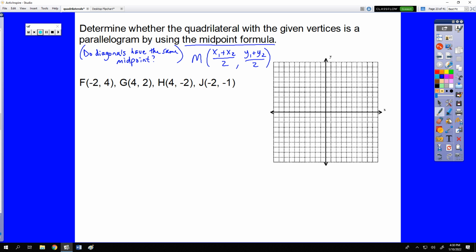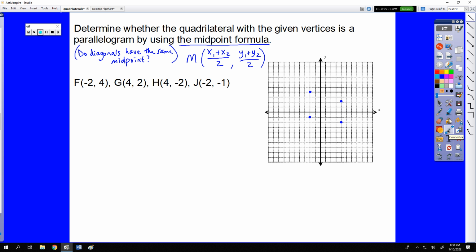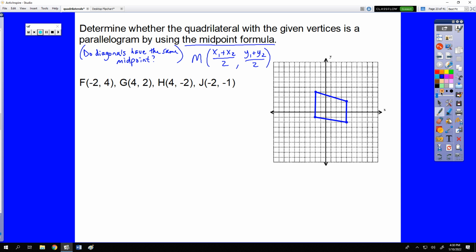So it's that simple. We go in here and we graph these points. So we have F is at negative 2, 4. G is at 4, 2. H is at 4, negative 2. And J is at negative 2, negative 1. So we graph those points and we connect them. And even though it doesn't really look like this is a parallelogram, we still have to check.